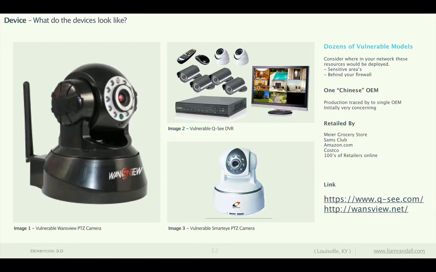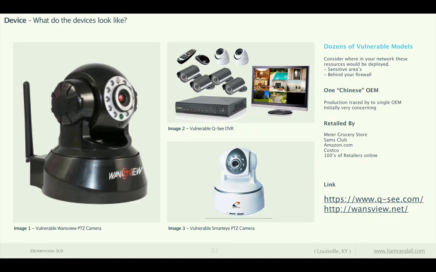In the initial research into this botnet, there was a very scary moment when all of the production was traced back to a single Chinese OEM. Now, initially, that was very concerning, but I think later, as the worm evolved and stayed relatively benign, people began to realize that it was just a systematic problem in the design of the devices. And these are the super inexpensive home security systems, small business security systems that you see deployed everywhere.